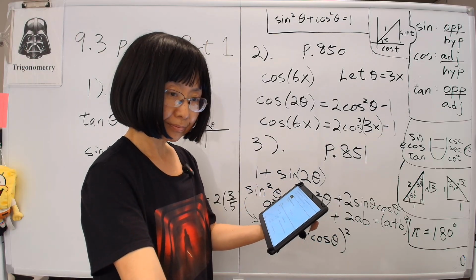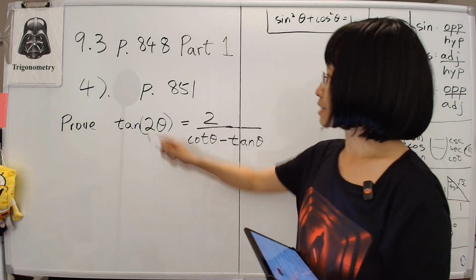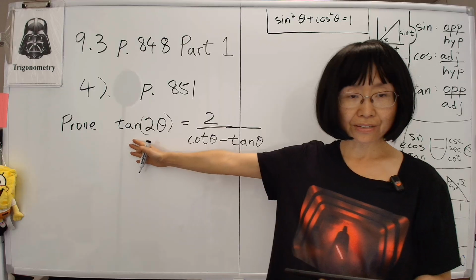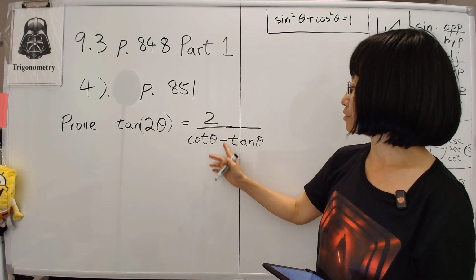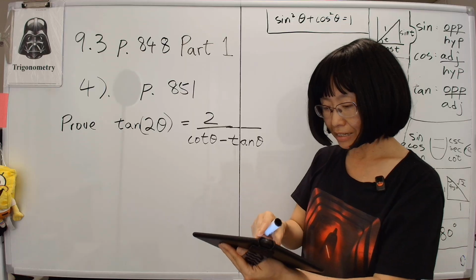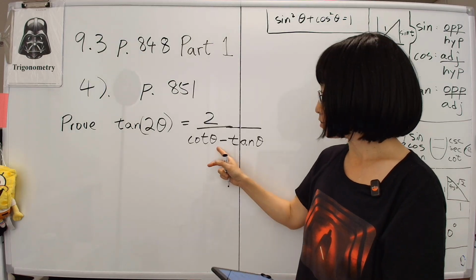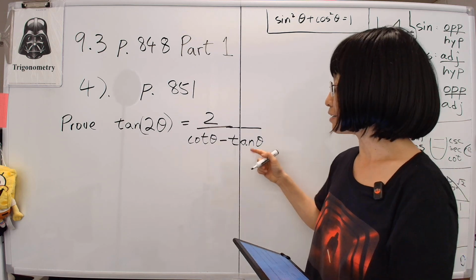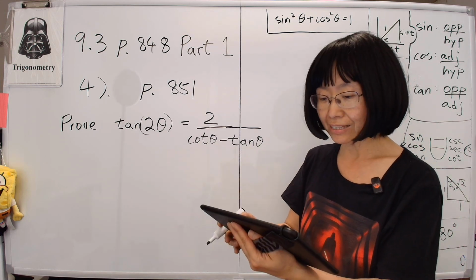Example 4. Next, let's look at example number 4 on page 851. We are trying to prove that tangent 2 theta is equal to 2 over cotangent theta minus tangent theta. Okay, so the book did it one way. Nothing wrong with that, but I will start on this side just to give you yet another perspective.